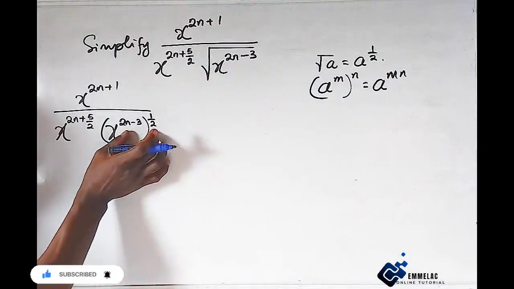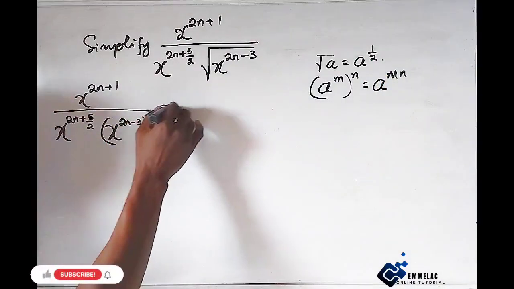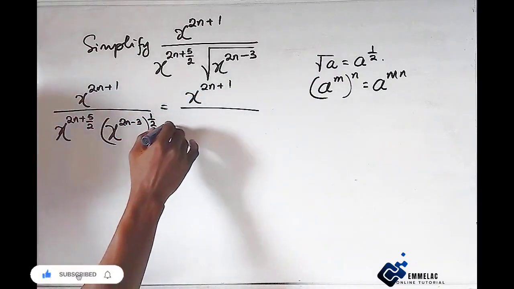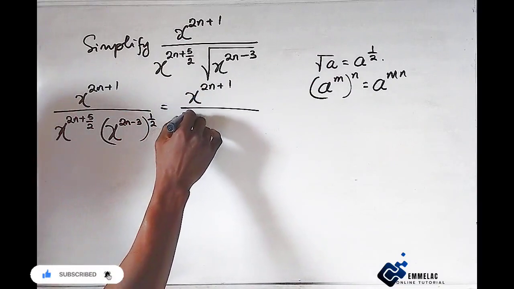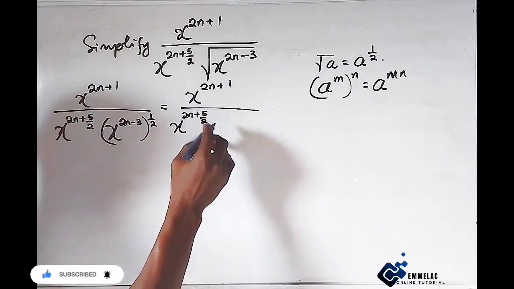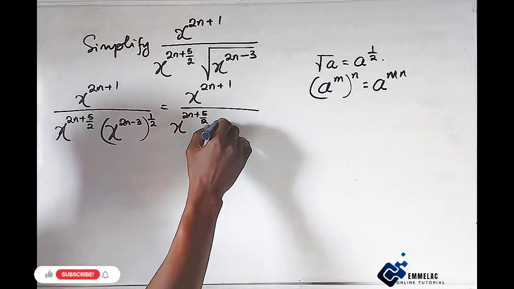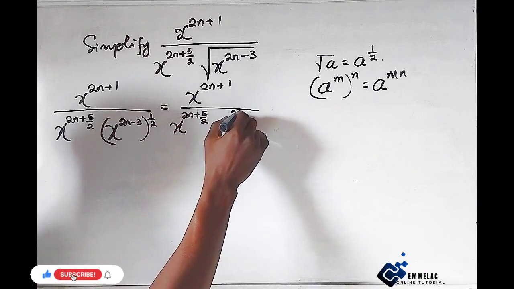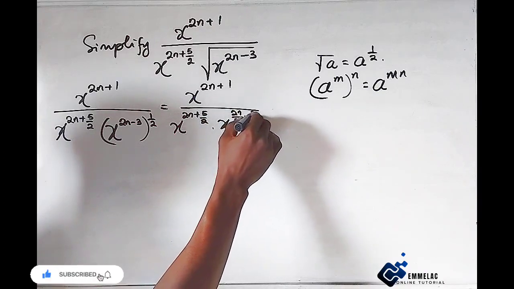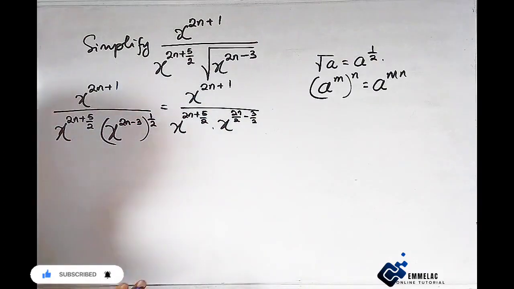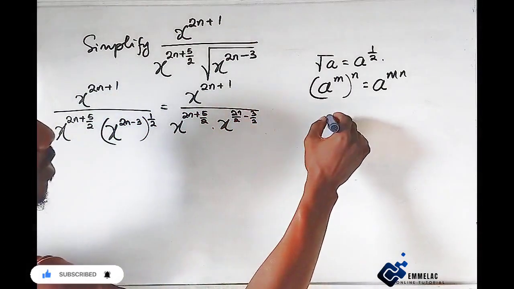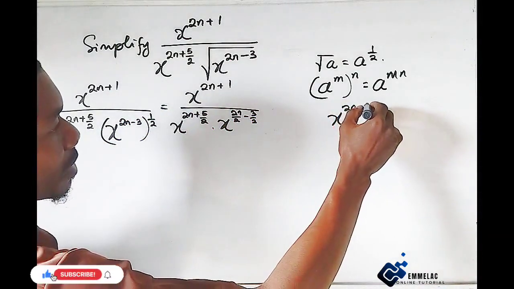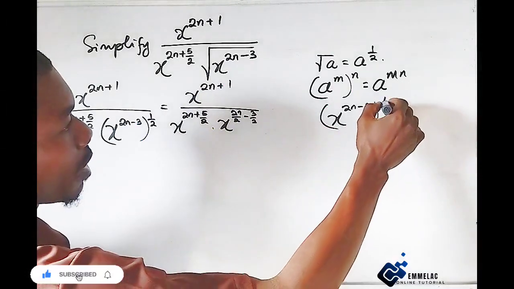So let us use that here. We have x raised to the power of 2n plus 1, which is the numerator, all over x raised to the power of 2n plus 5 all over 2, times x raised to the power of 2n all over 2 plus 3 all over 2. You might be wondering why. Now let us look at this: you have x raised to the power of 2n minus 3, all raised to the power of 1 all over 2.